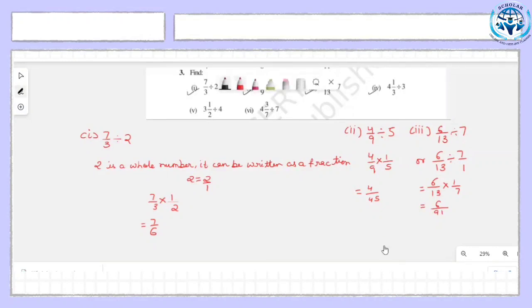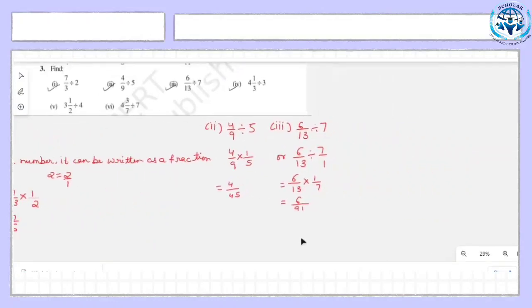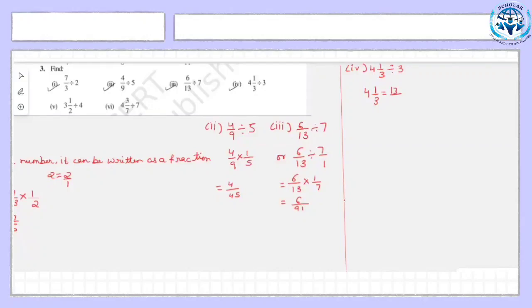Again the fourth one, 3 1 by 2 divided by 4. 3 2 ja 6, 6 plus 1 is 7, 7 by 2 divided by 4. 7 by 2 divided by 4 by 1 or 7 by 2 into 1 by 4. One 4 by 9.